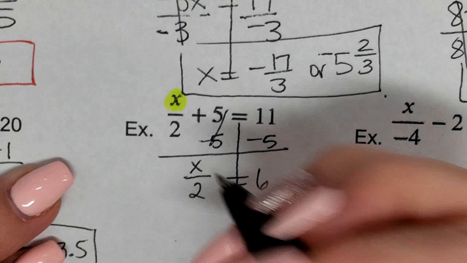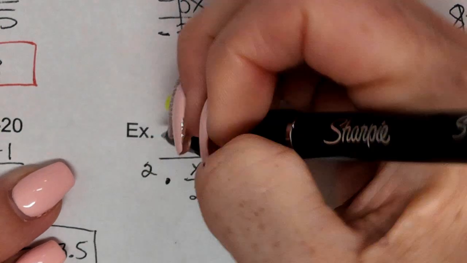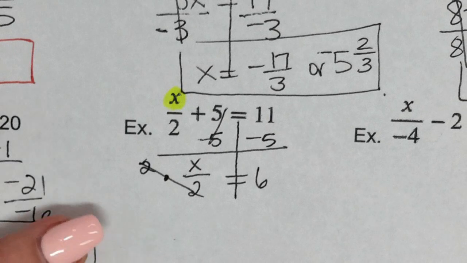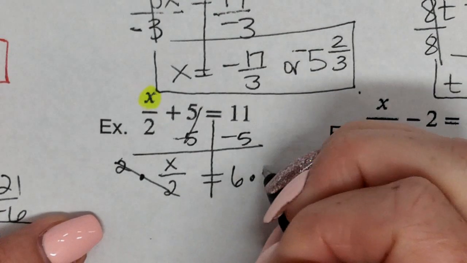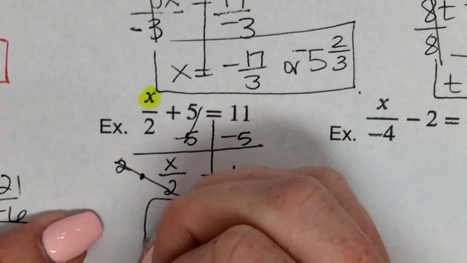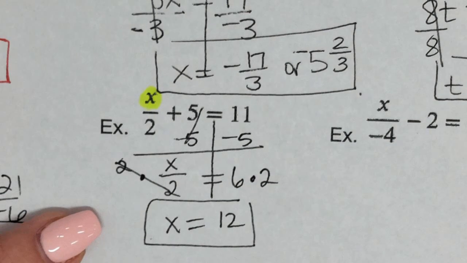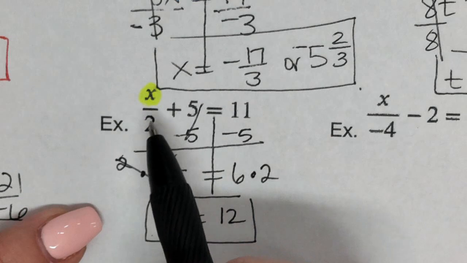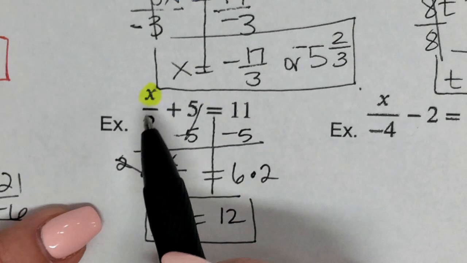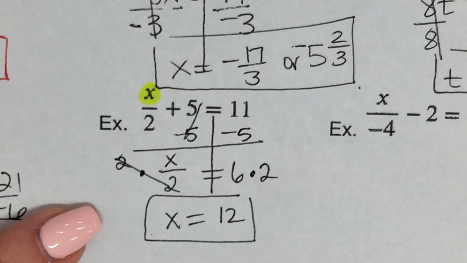All you're going to do is go like this. Times 2, and it cancels out. Whatever I do to the left, I have to do to the right. So I have x equals 6 times 2 is 12. Should I check my work? Yes. So I would say, is 12 divided by 2 plus 5 equal to 11? Well, 12 divided by 2 is 6, and 6 plus 5 is 11. So my answer is good. Are y'all okay?